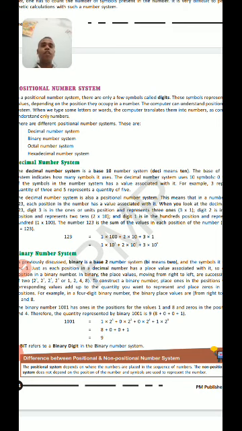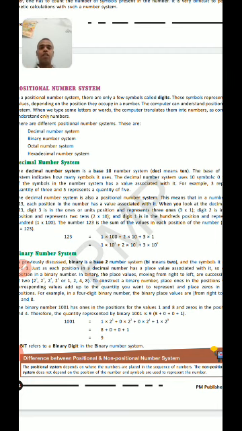If we convert this binary number to the decimal number system, there are certain rules involved. So in this chapter we are going to learn how to convert the binary number system to the decimal number system and vice versa, and the decimal number system to the hexadecimal number system and vice versa. We are going to calculate how to convert these.